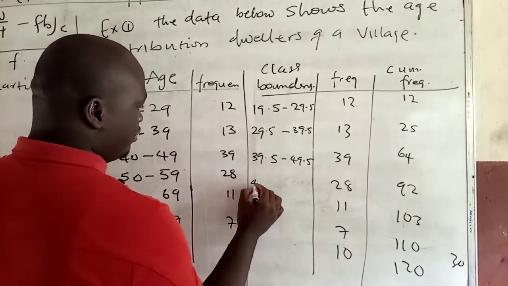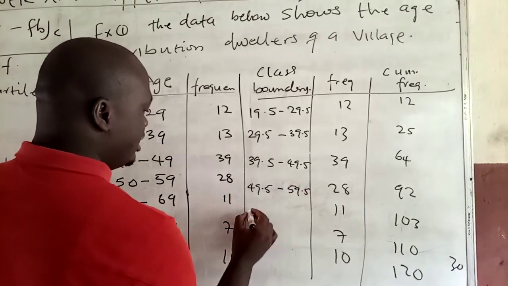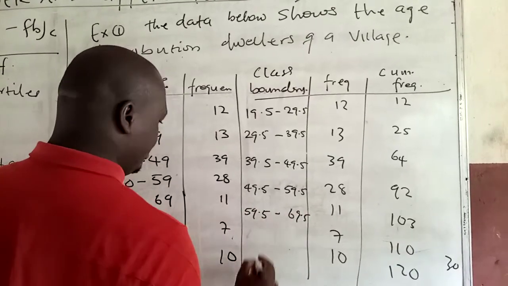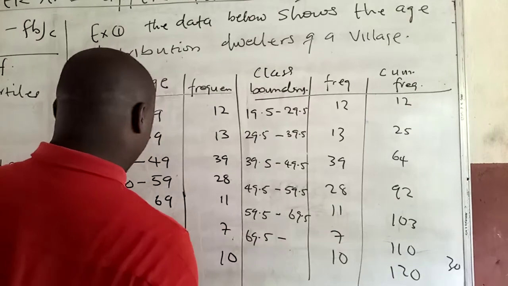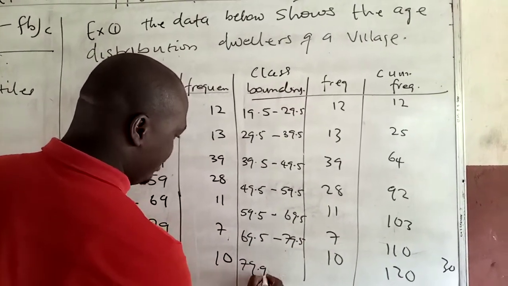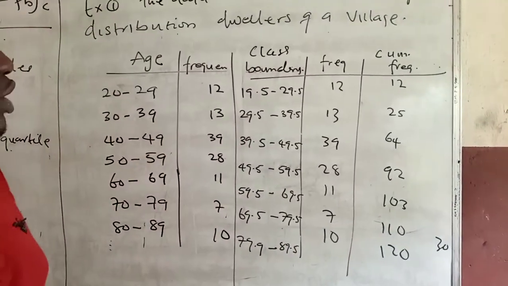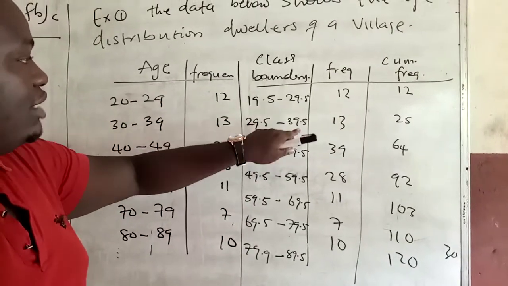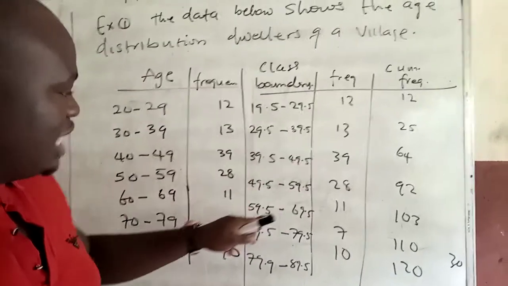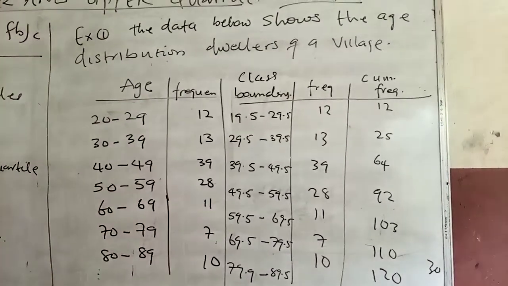Here, you have 49.5 and 59.5. This place will give you 59.5 and 69.5, then 69.5 and 79.5, and 79.5 to 89.5. And guys, please, if you are doing it well, you will notice that this and this are the same. The first one here and here, they are the same. Are you seeing how they are matching together? Good. Now, the next thing we will do is what?